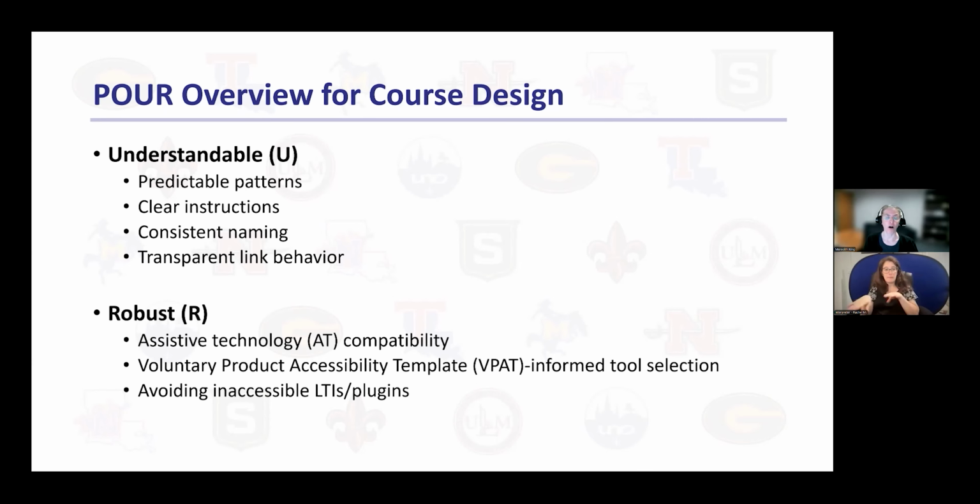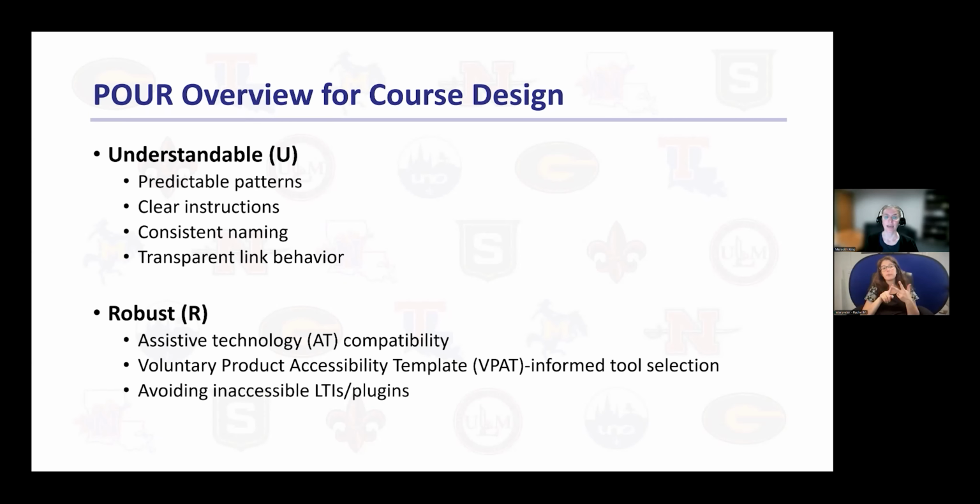And then our R for robust, you want to make sure there's assistive technology compatibility. You want to have a voluntary product accessibility template, VPAT informed tool selection, and you want to avoid inaccessible LTIs or plugins.